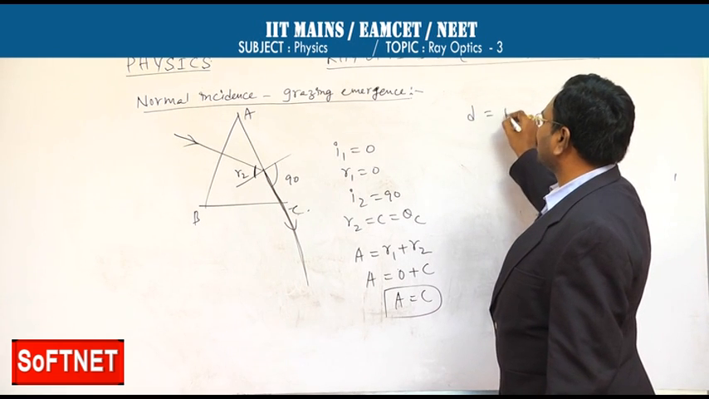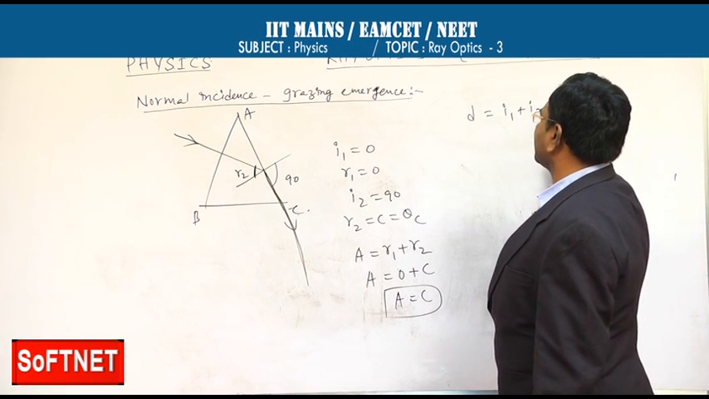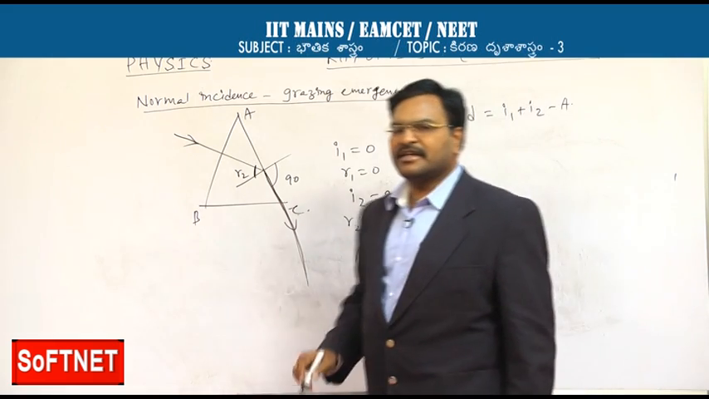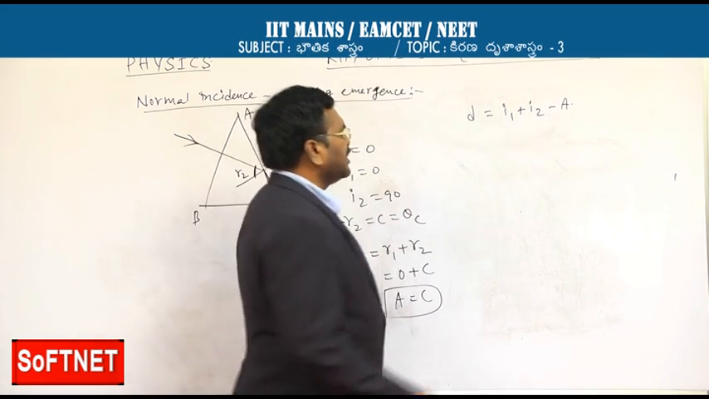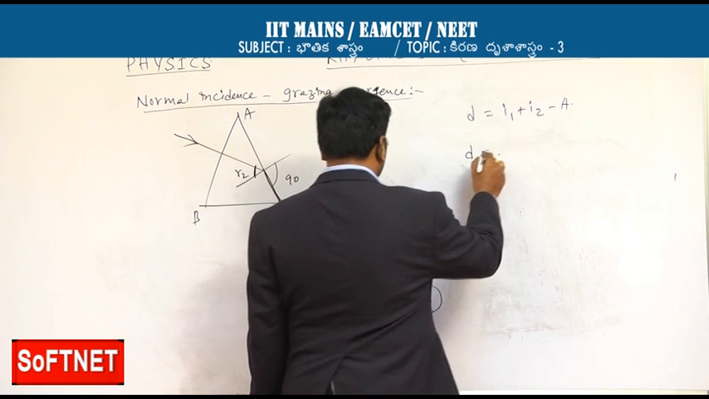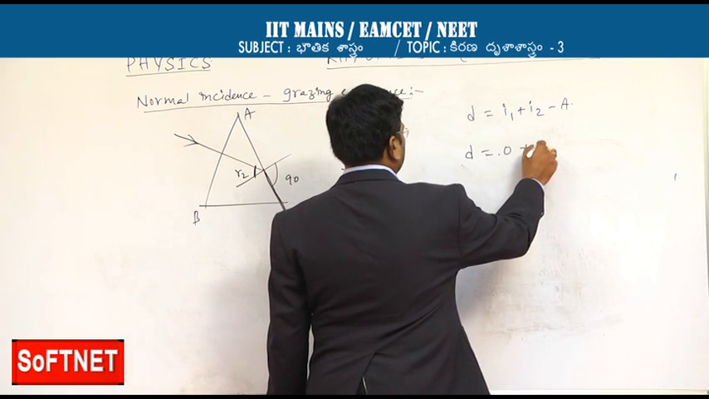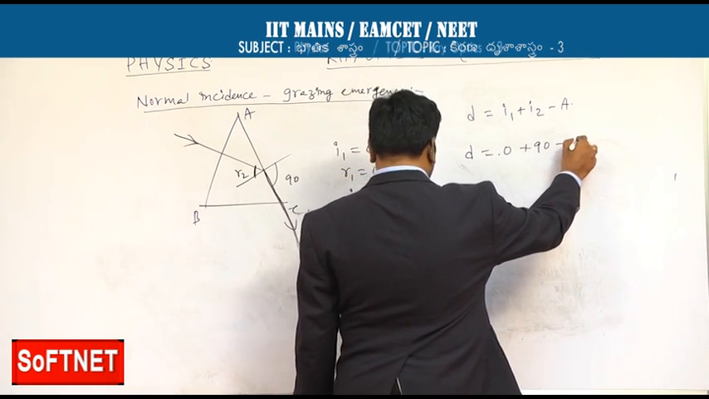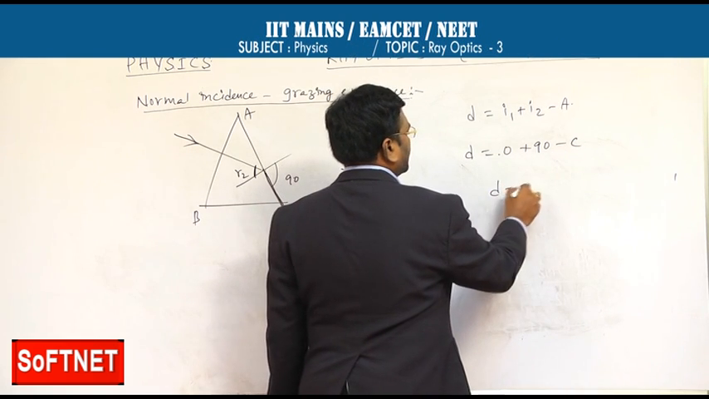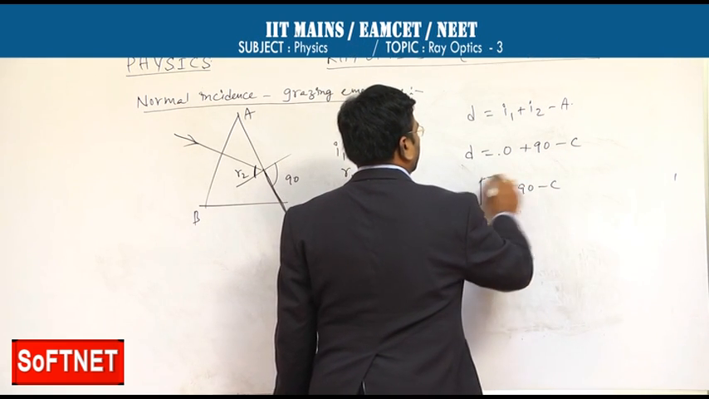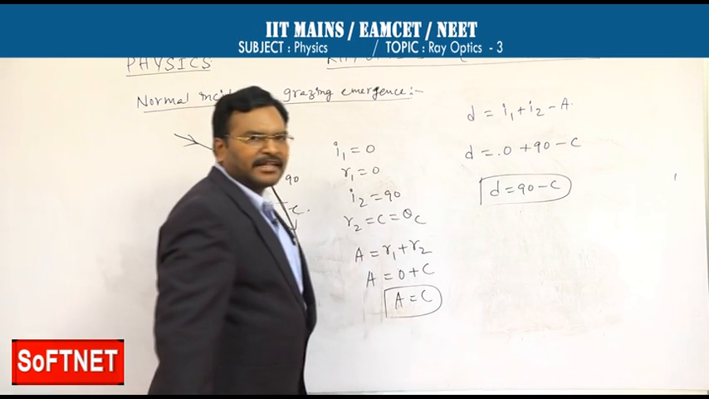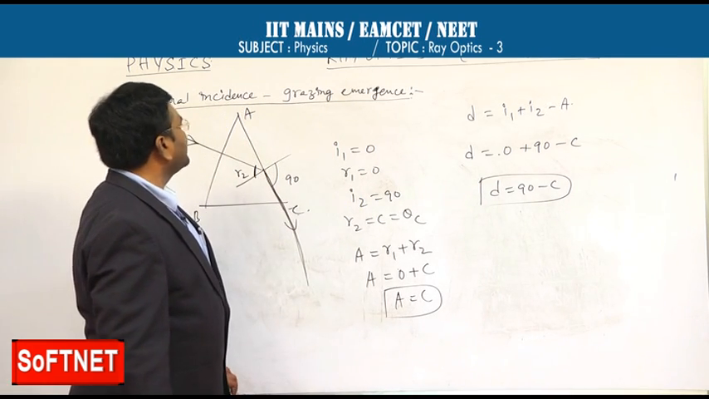Now the deviation. By formula, deviation is equal to I1 plus I2 minus A. Here I1 is 0, I2 is 90 degrees, and A is C. So the deviation is equal to 90 minus C.